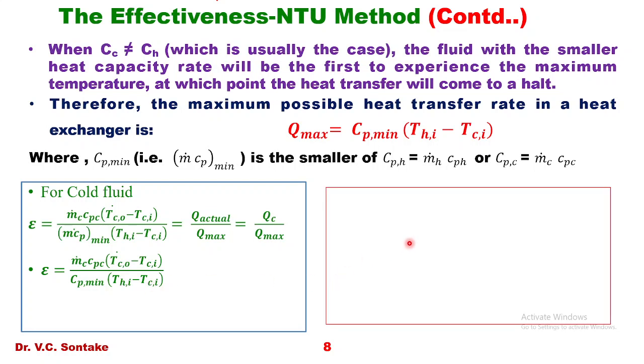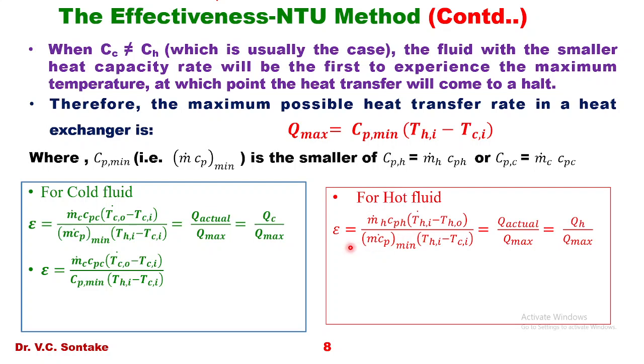Expression for effectiveness in terms of hot fluid: effectiveness is equal to Q actual by Q max. For hot fluid, Q actual will be the heat transfer rate by hot fluid, QH, over Q max. The expression for QH is m dot H Cph into (Thi minus THO), and for Q max, m dot Cp minimum into (Thi minus Tci). So effectiveness is equal to m dot H Cph (Thi minus THO) over capital Cp minimum (Thi minus Tci).